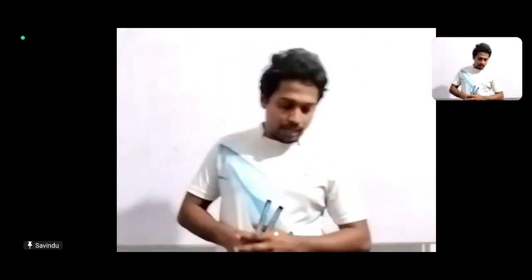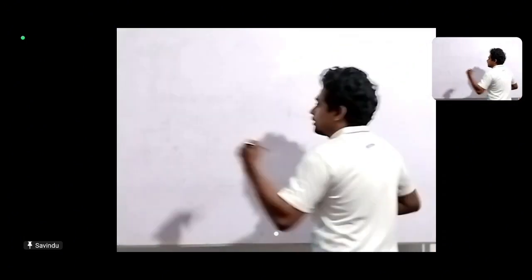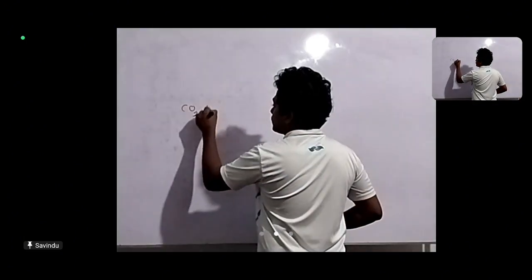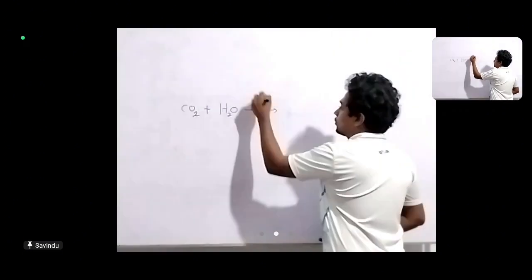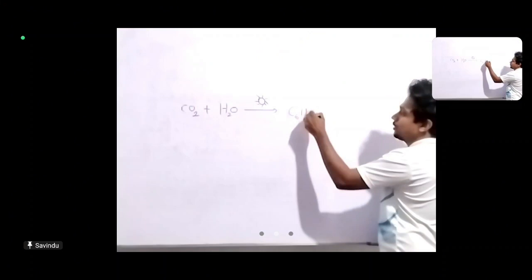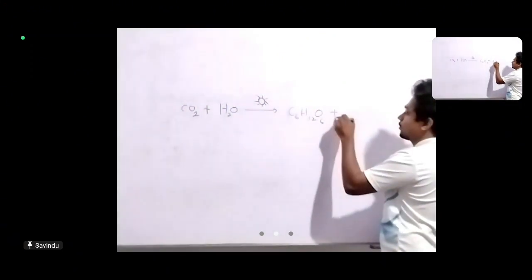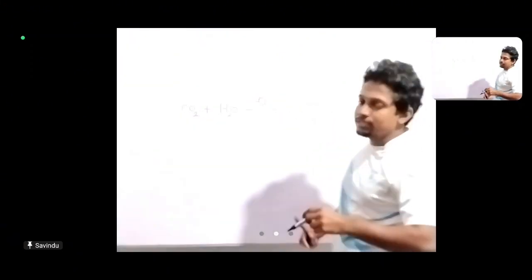First, for exam purposes, this revision is very important, as I think for the first term test. First we learned about the importance of photosynthesis, and then we learned that there is an equation for photosynthesis: CO2 plus H2O, with the help of solar energy, produces glucose plus oxygen. That is what happens.